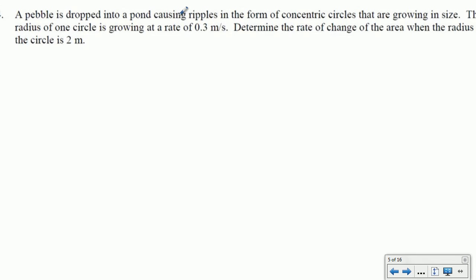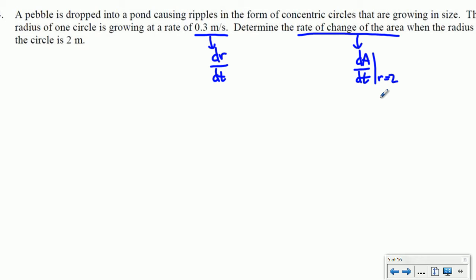Next question. A pebble is dropped into a pond, causing ripples in the form of concentric circles growing in size. The radius of one circle is growing at a rate of 0.3 meter per second. Determine the rate of change of the area when the radius of the circle is 2 meters. So let's write what we know. The radius is growing at a rate of 0.3 meters per second. That's the growth of the radius with respect to time. We need to determine the rate of change of the area, so we need to know dA/dt when the radius of the circle is 2 meters.